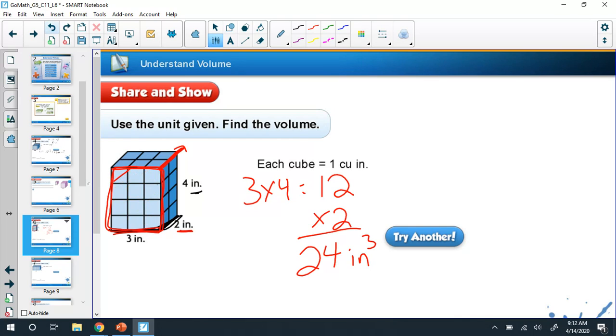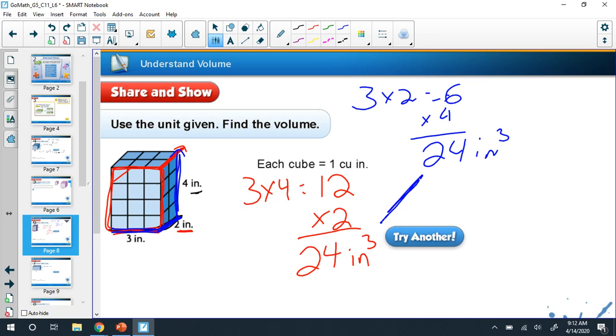But we know from everything that we've done with multiplication that we don't have to work that way. We could, in fact, work with the base down here on the bottom. And in that case, we would have 3 times 2, which is 6. And then we would just multiply that by how tall it is, and it's 4 units tall. And 6 times 4 is again 24 cubic inches. And so these are going to be the same, because just like with everything else, we can use the commutative property. We can change the order around that we decide to multiply our numbers in.